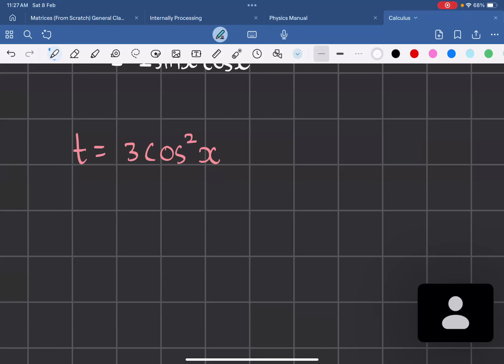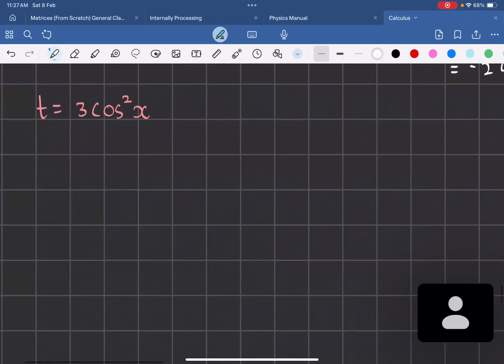So let me do that one time. So Kira, walk me through the steps. What to do? Okay, so t will be equal to 3 in brackets cos x, and then squared outside. And then we let u be the cos x, and t would be equal to 3u squared. Correct. Because we're saying this whole thing here is u, right?